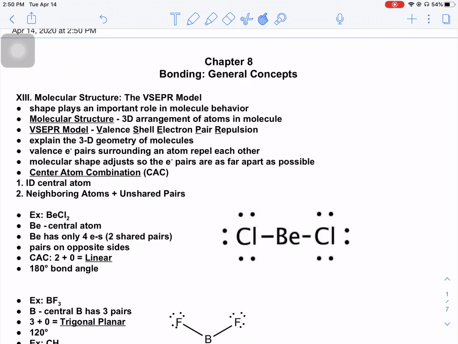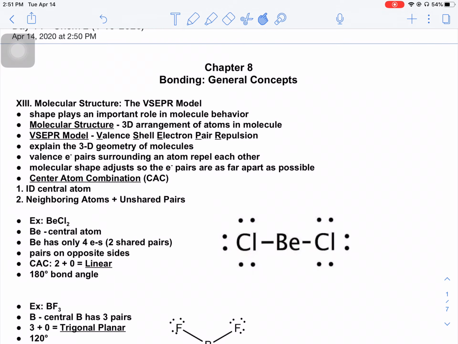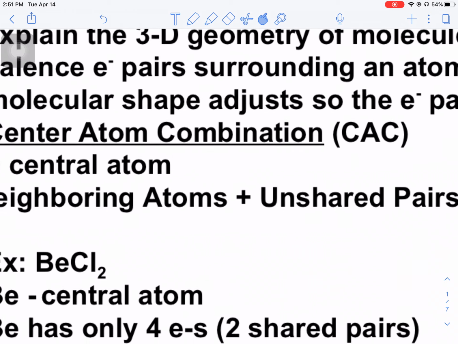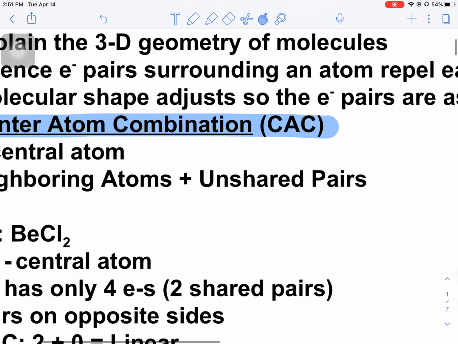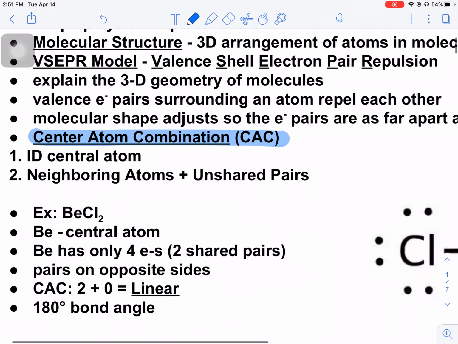I guess where we really should start is just with some examples. The key to understanding the VSEPR model is this idea of the center atom combination, and I will elaborate on that. For the center atom combination, you need to know three things. First of all, you need to know what atom is at the center, and I'm going to try to do a good job of identifying that as we go through these examples.